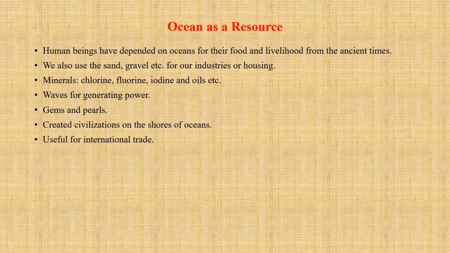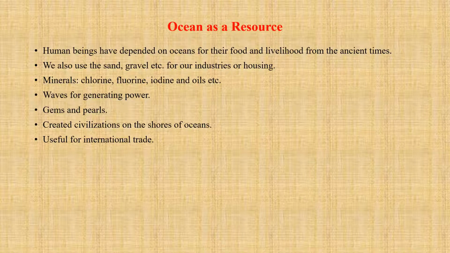Nowadays we use waves for generating power. The power is known as tidal energy. In some places of the seas we find gems and pearls. When we look at the history of human beings, we find civilizations occurred on the shores of oceans. So oceans created civilizations. So oceans and seas are also used for international trade.